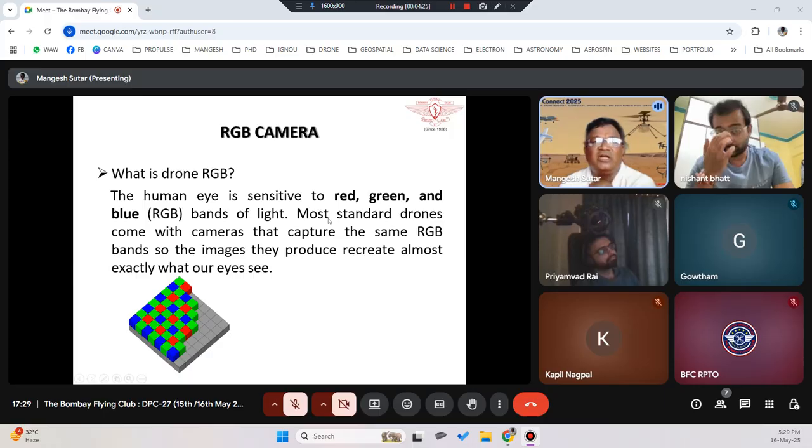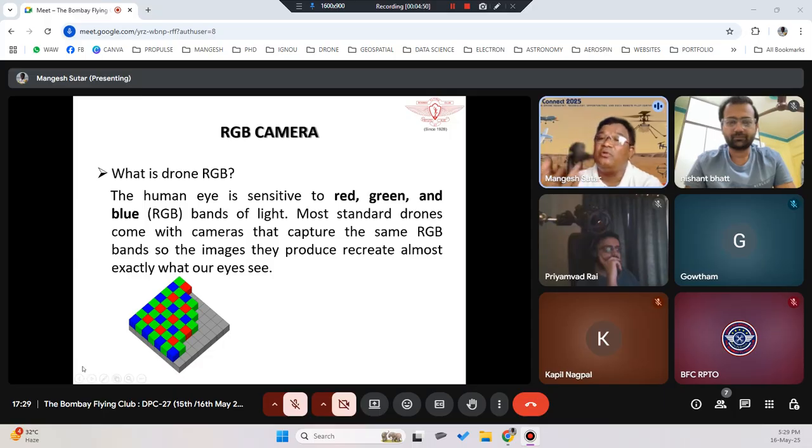Most standard drones come with a camera that captures the same RGB band, so the image they produce is almost exactly what you see or what your eye sees. Okay, so whatever colors you see, the camera will try to capture as they are. That is what your RGB camera does, similar to our mobile phone cameras or the normal DSLR cameras we are using. The same RGB cameras are being used in drones.